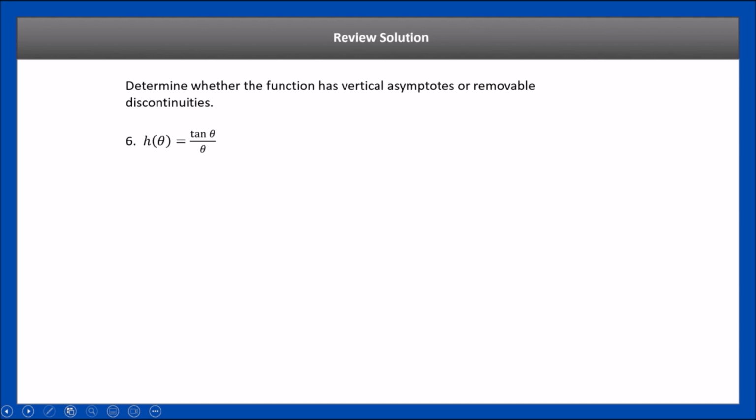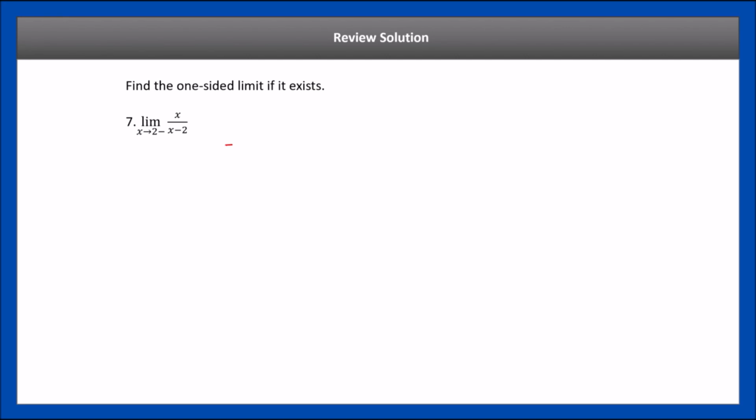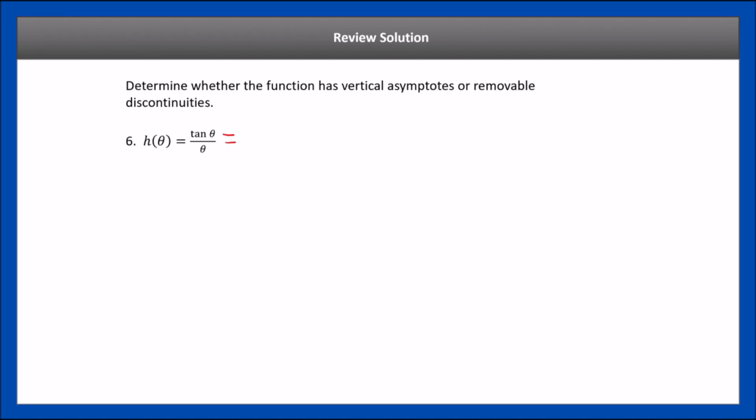But we also want to keep in mind that tangent consists of sine over cosine. So what we're going to do for this is write this as sine over cosine over theta. But then remember, we can just bring the cosine down. So sine theta over theta cosine theta. And that just simplifies it further. Now our new denominator is theta cosine theta.